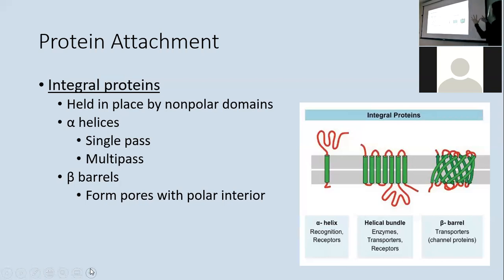So as this thing folds up, it ends up forming a tube through the membrane where the non-polar sides all face out and the polar sides face in to this tunnel that it makes. So these are channel proteins or transporters, right? Because they make this polar channel or polar tunnel through the membrane. And this is going to be how we get stuff in and out of the cell, through these polar tunnels that get made of these beta-pleated sheets. Right. So we've got a few different ways that these transmembrane or integral proteins can form.